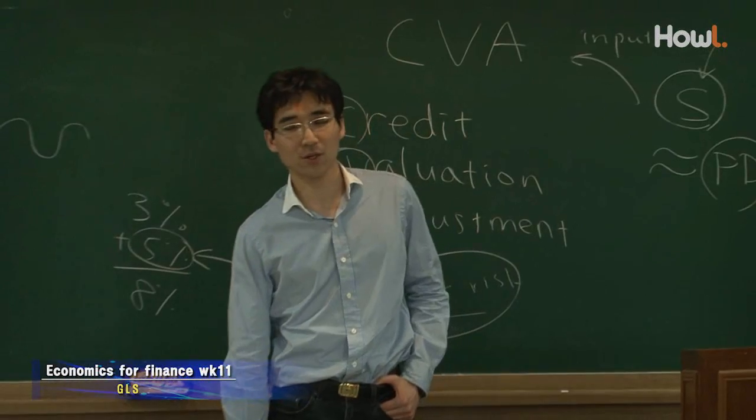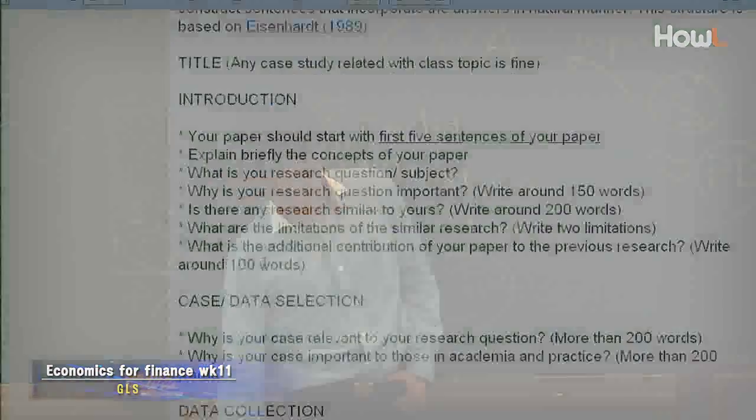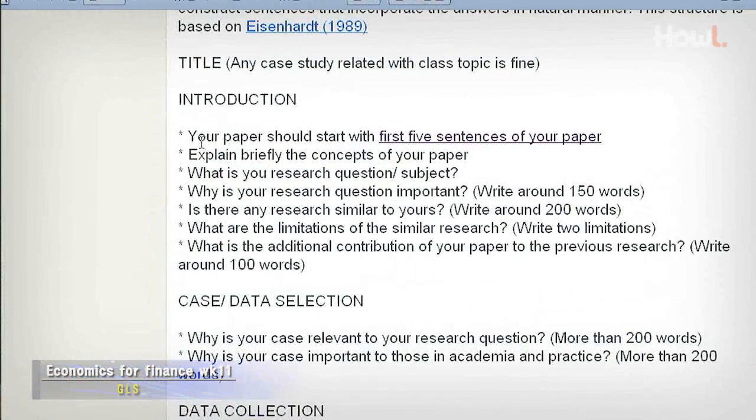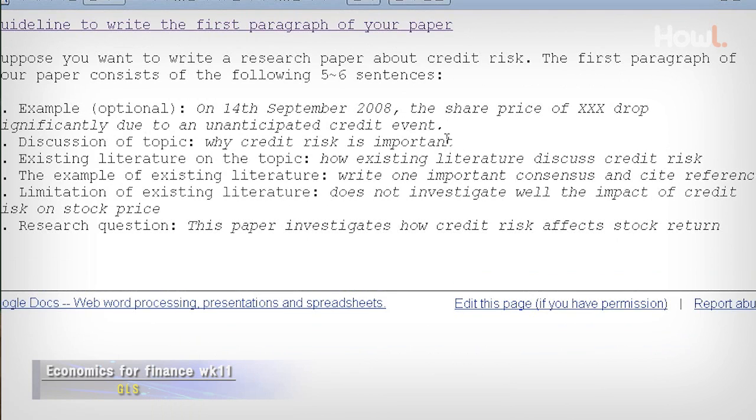And after the title, there is the introduction. The introduction is of course the first part of your paper, and the very first introduction should start with the first 5 sentences of your paper. So the first 5 sentences will be the very first paragraph of your term paper. So your first paragraph is either 5 or 6 sentences.